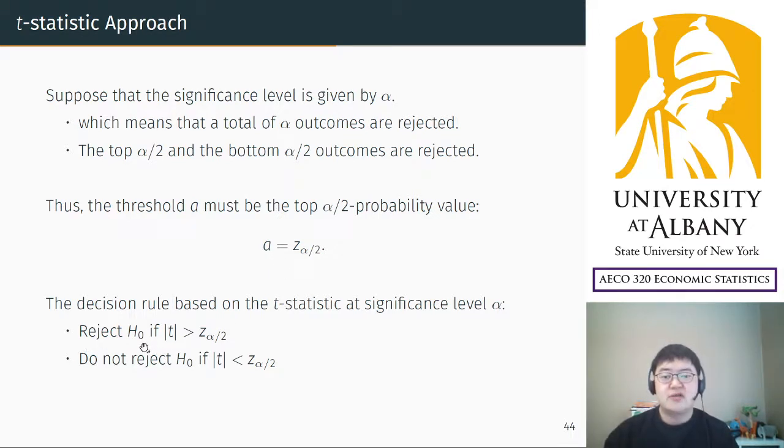So you are going to reject H0, the null hypothesis, if the absolute value of t is greater than z alpha over 2. So if the standardized difference is greater than this or smaller than minus z, then you have to reject. You do not reject the null hypothesis only when the standardized difference is within plus minus z alpha over 2.